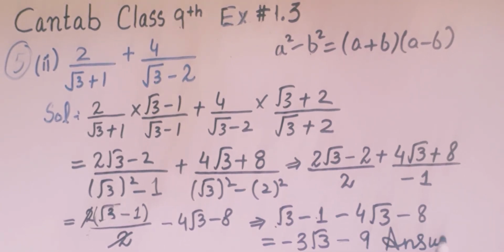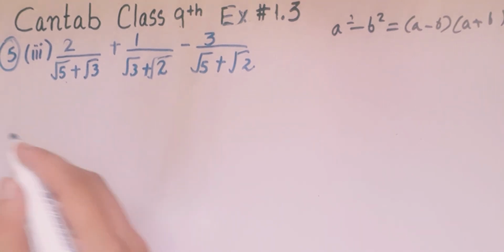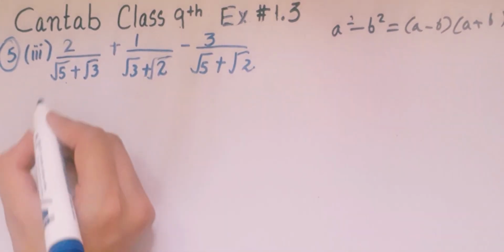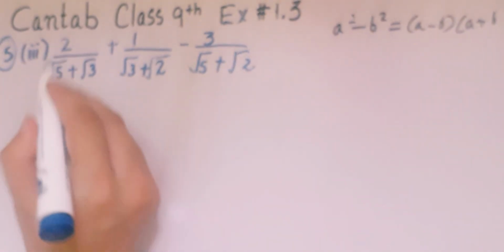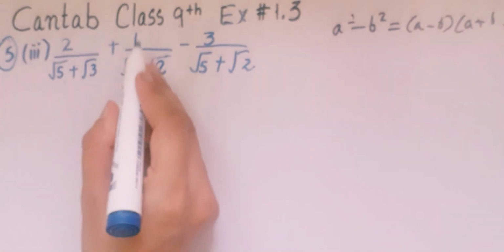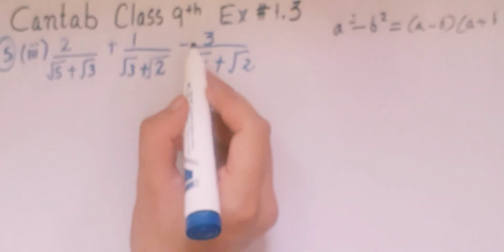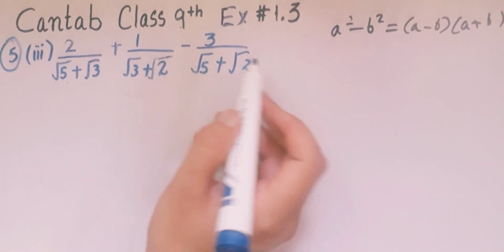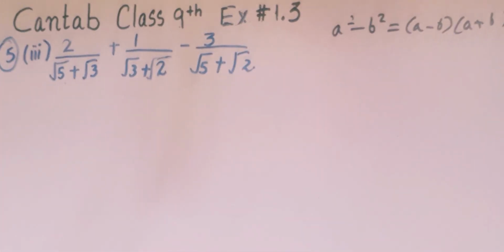I hope you understand. Now we will solve question number 5 part 3. We have 3 terms: 2 by square root 5 plus square root 3, 1 by square root 3 plus square root 2, minus 3 into square root 5 plus square root 2. We will rationalize all these parts.